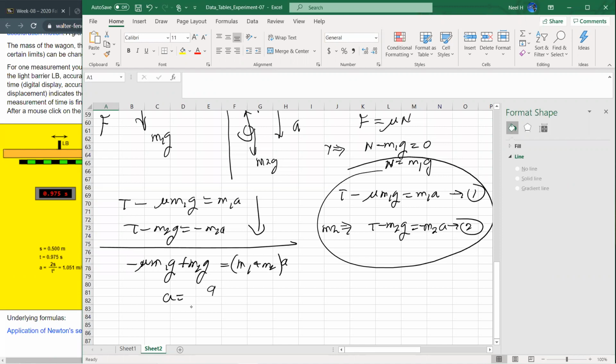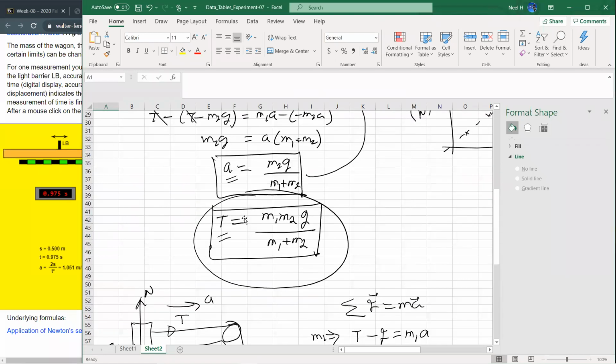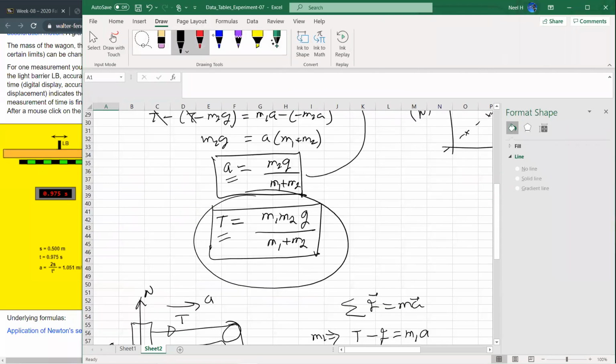It's going to be g. I can take it out. Then I have m2 minus mu times m1 divided by m1 plus m2. Now that's the equation for acceleration. That's slightly changed from previously. Not much. See the previous equation right here. That's the previous equation, right?